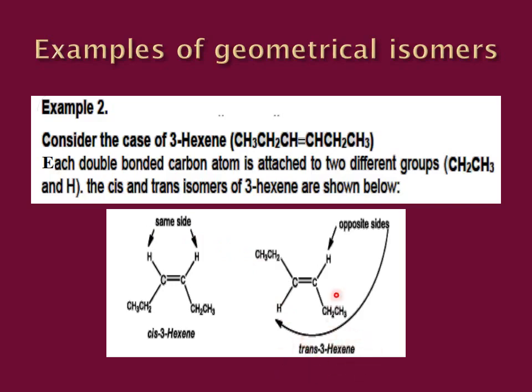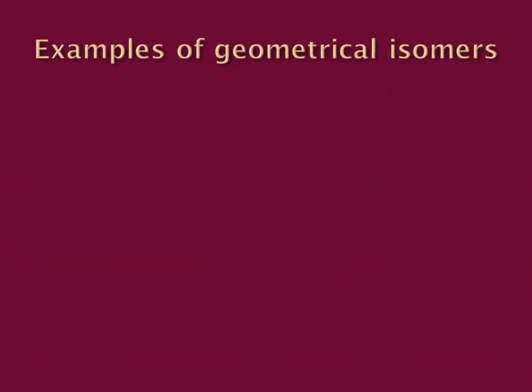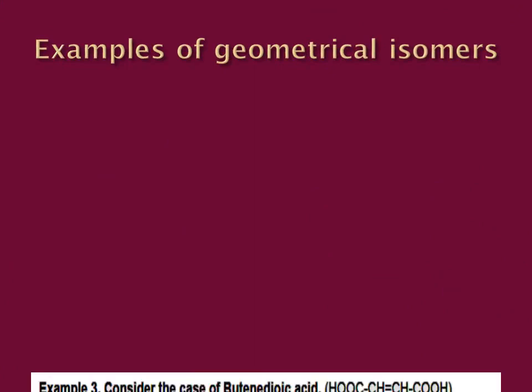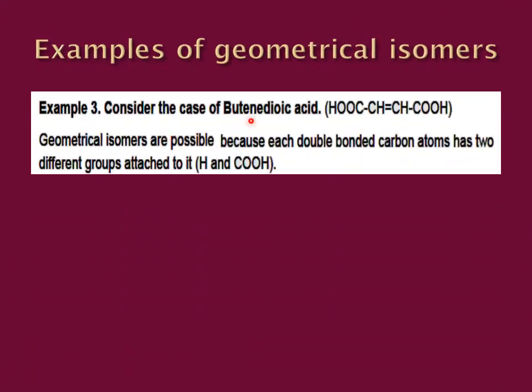Students, consider another example of geometrical isomerism, which is butane dioic acid. Now what is a dioic acid? It has two carboxyl functional groups. Geometrical isomers are possible in butane dioic acid because each of the double bonded carbon atoms has two different groups attached to it, that is a hydrogen atom and a carboxyl functional group. This is trans-butane dioic acid.